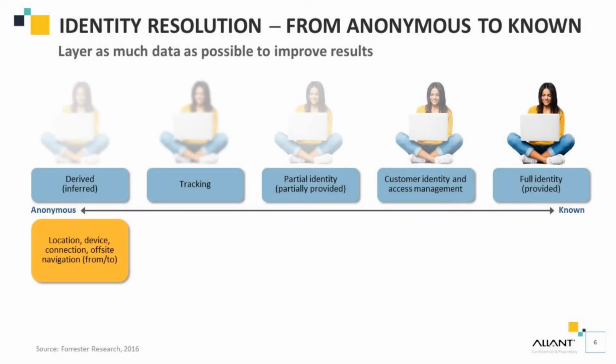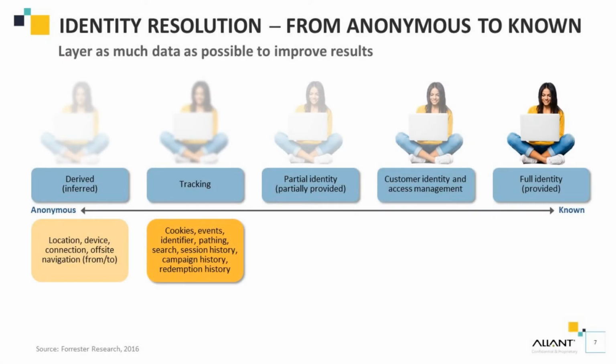As we look at the top left-hand corner of the slide, the process of identifying anonymous interactions to known interactions starts with the collection of inferred or probabilistic data, such as location and device data. As we move to the right, with the collection of tracking data, such as cookies, with permission of course, search history, and session history, the identity starts to develop through this digital tracking.